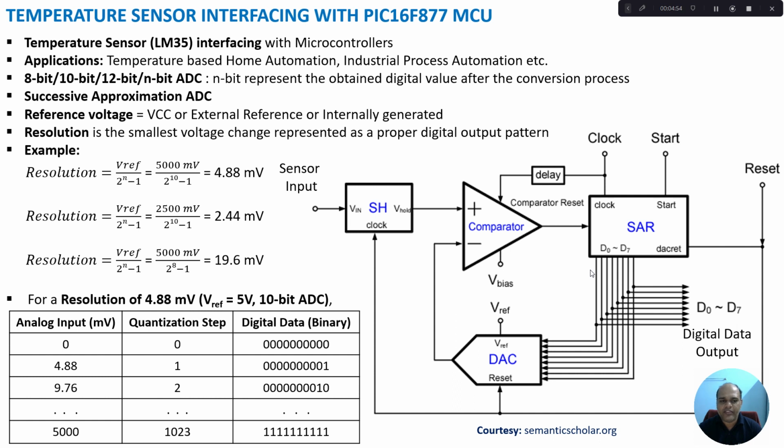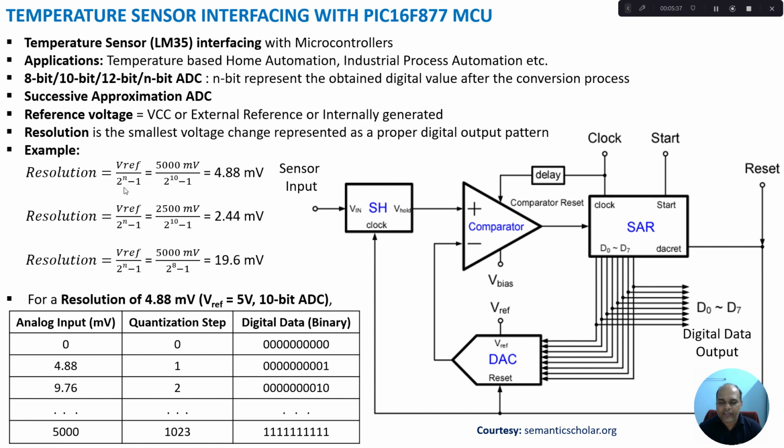is the resolution of an ADC. Resolution is nothing but the smallest voltage change which can be represented as a proper digital output pattern. So what value of voltage can be represented in a proper binary bit pattern? That is nothing but the resolution. For example, it can be computed using this formula: resolution equals V reference divided by 2 power n minus 1, where n stands for the number of bits of your ADC, whether it is an 8-bit ADC, 10-bit ADC or 12-bit ADC. In our case, the PIC16F877 microcontroller has a 10-bit ADC, so the n value will be 10.